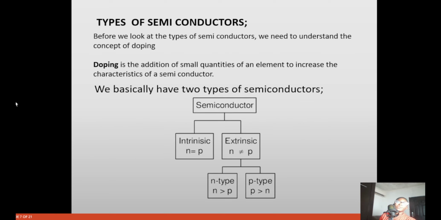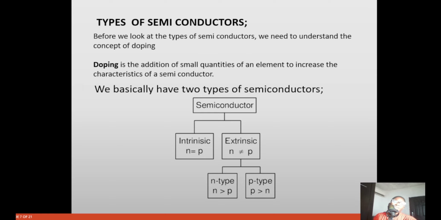So, types of semiconductor. Before we look at the types of semiconductor, we need to understand the concept of doping. What is doping? Doping is the addition of a small quantity of an element to increase the characteristics of a semiconductor. That's what doping is.